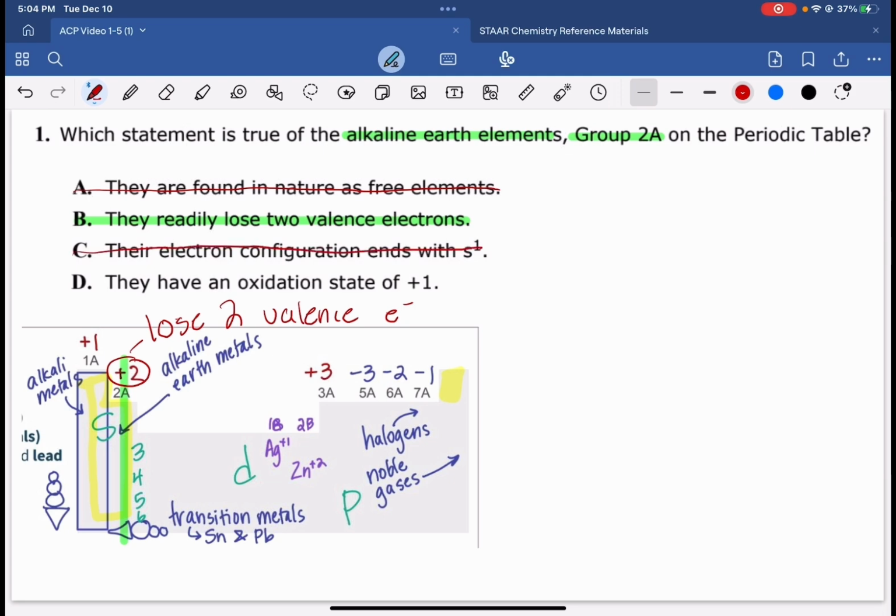And the last choice, D, says that they have an oxidation state of +1. Like I said, your oxidation numbers would have needed to be labeled correctly. And this one is an easy cross out because you see that 1A has an oxidation state of +1. So we know that that is incorrect. So here, our answer is going to be B. They readily lose 2 valence electrons.